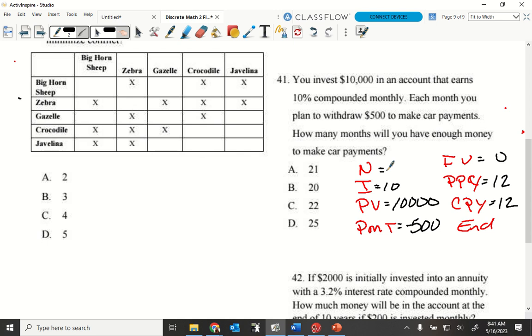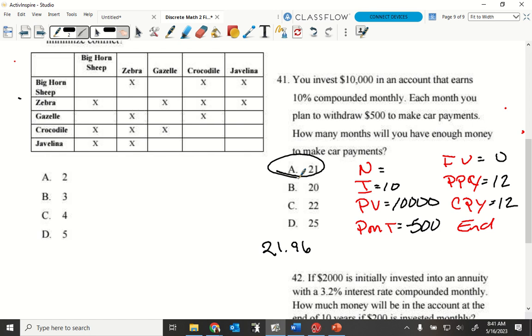We get 21.96. And it says how many months will you have enough money to make the car payment? So, am I going to round this up? No, because on this last month I don't have enough to cover everything, right? So that means it's only for 21 months am I able to cover the full payment.